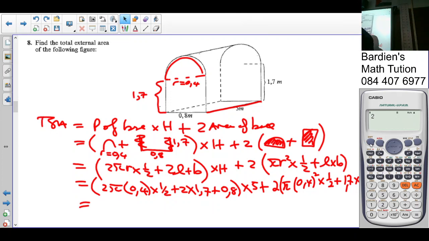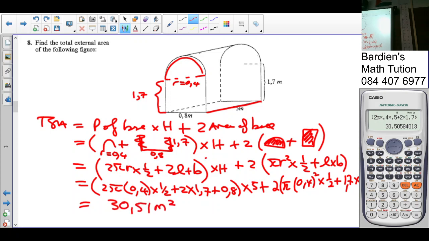So we got 2 in the brackets, so it's going to be 2 times pi times 0.4 times 0.5 plus 2 times 1.7 plus 0,8, times 5, plus 2 open brackets pi times 0.4 squared times a half plus 1.7 times 0.8. I get 30,51 centimeters.